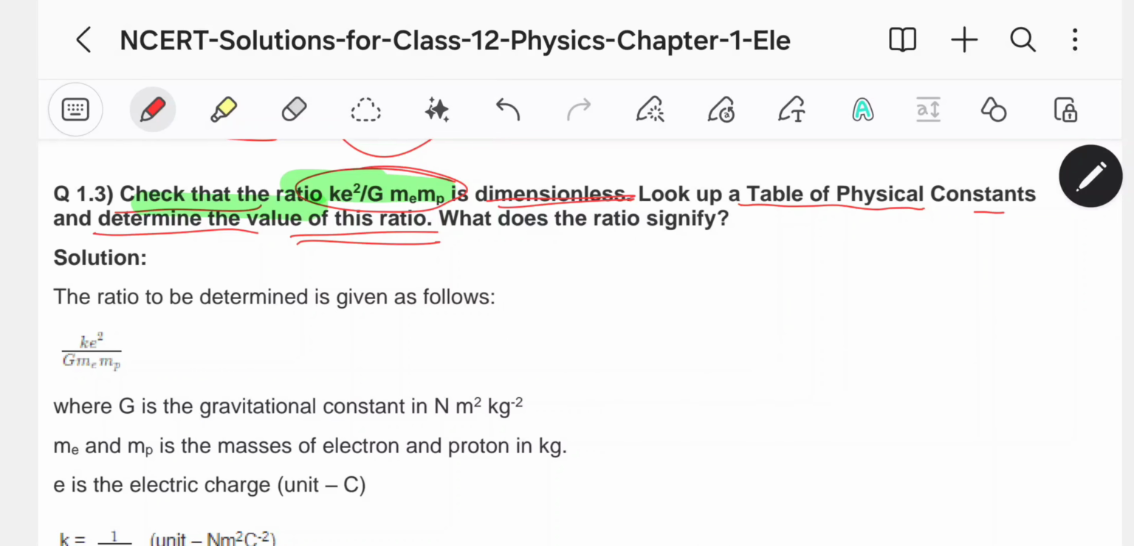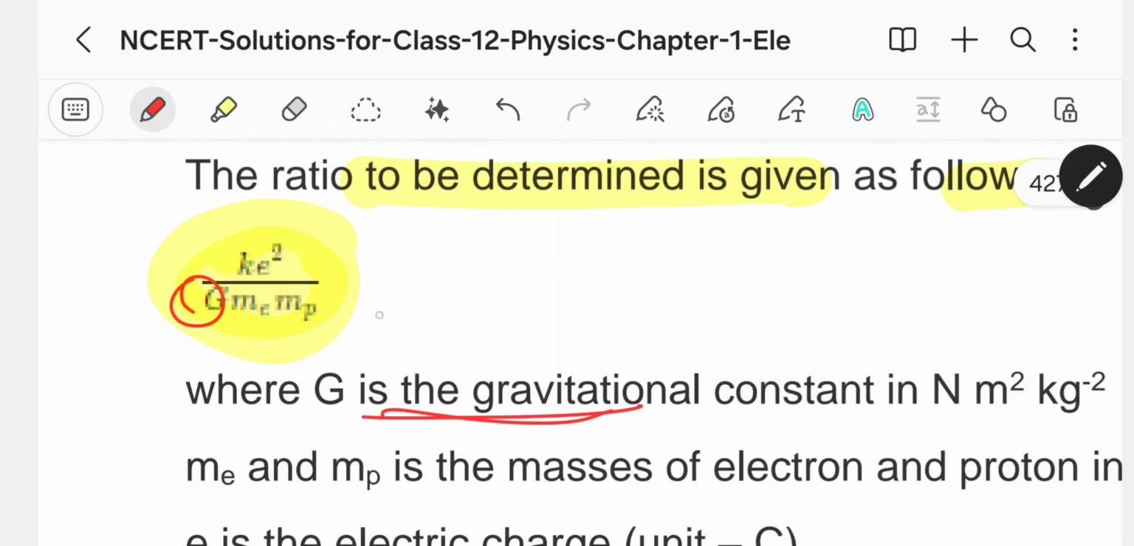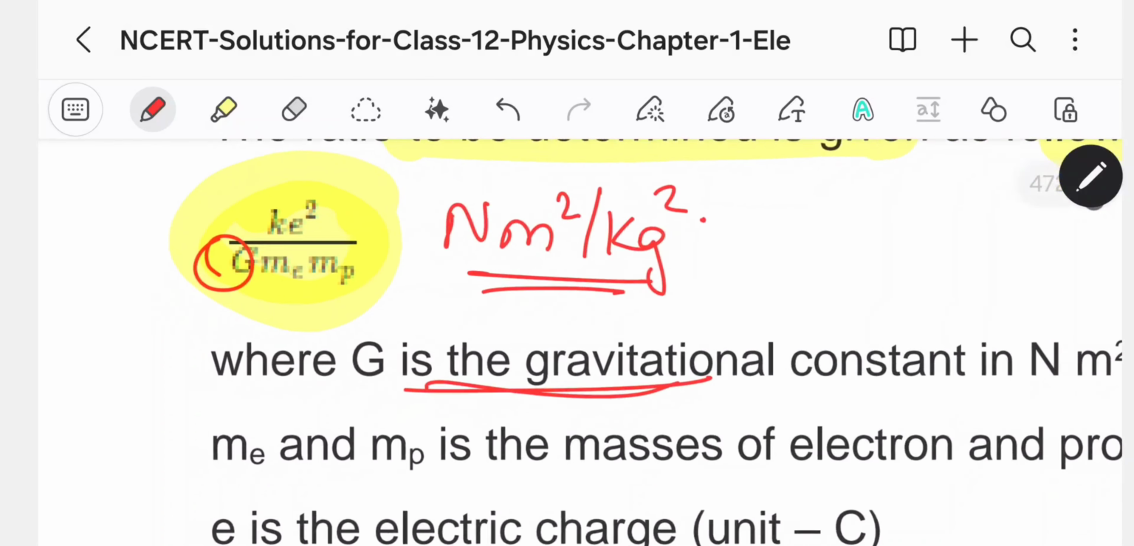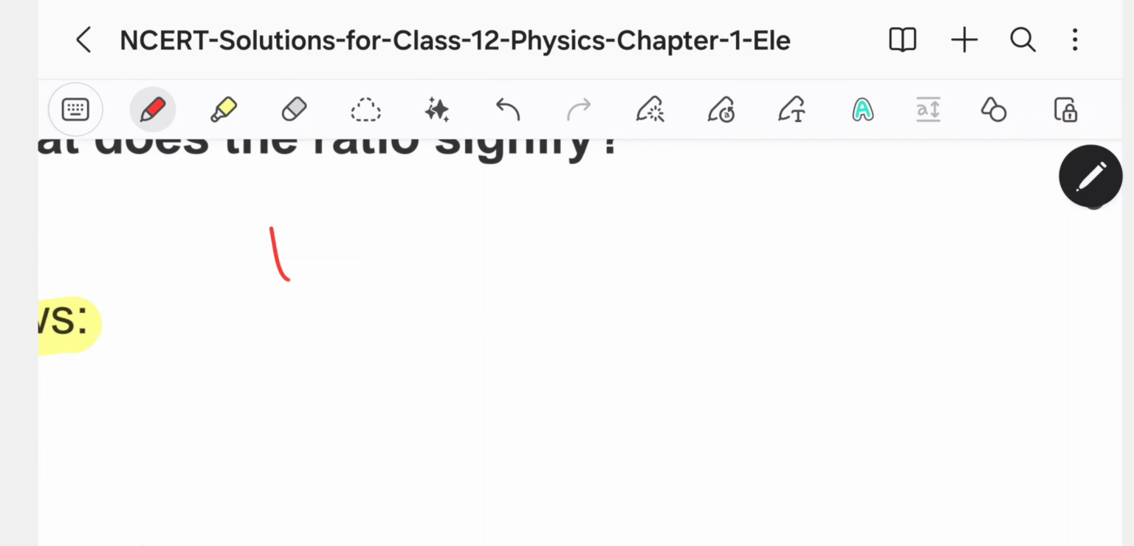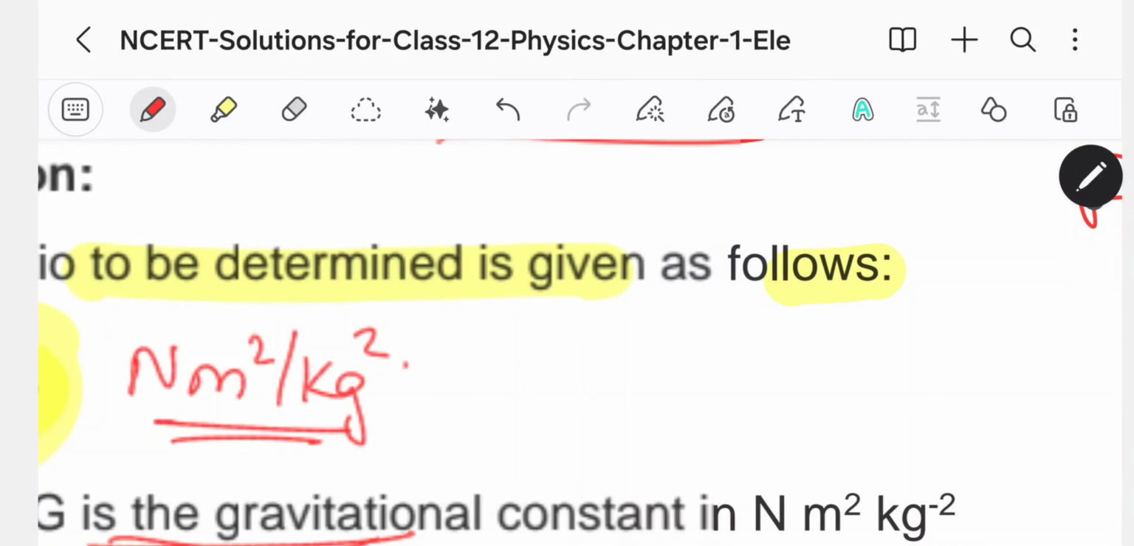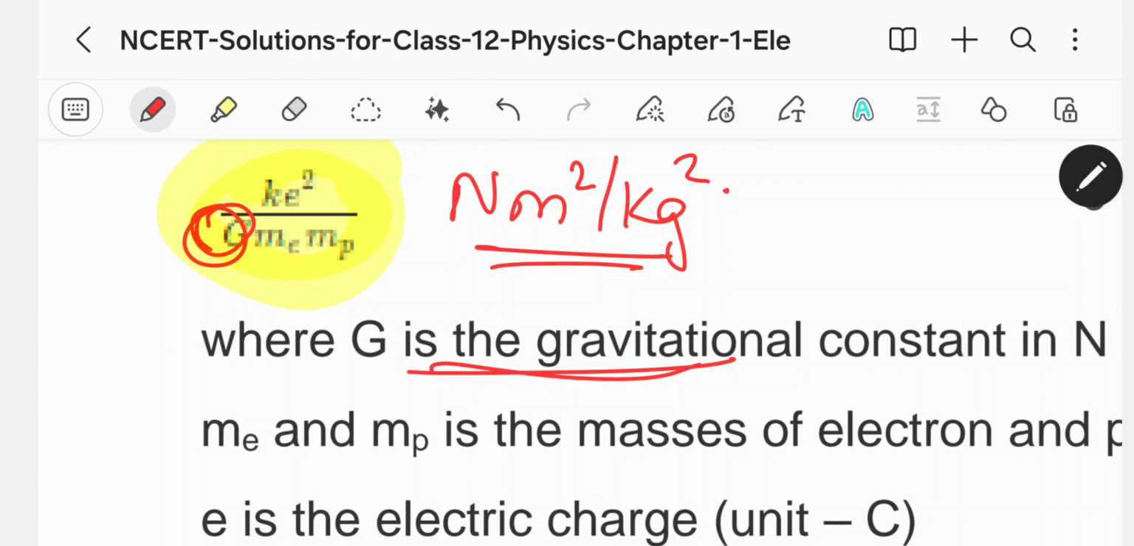So how we're going to solve is this: the gravitational constant, and its value is Newton meter square per kg square, right? We already know this, and if you don't know, you can find it out by using F is equal to G m1 m2 by R square, where you can find the G value from here. So we have these, we know already, right? And then what else do we know? M and M, right? So that is basically mass.